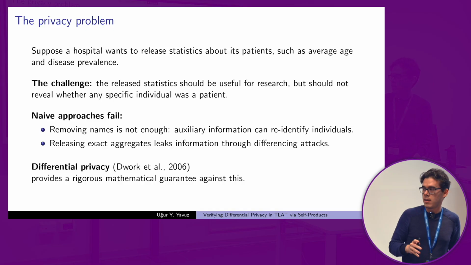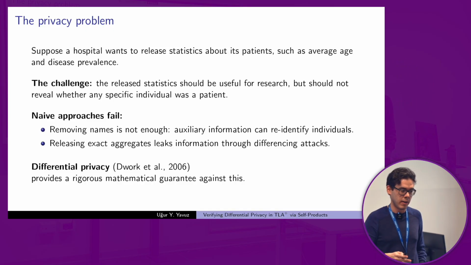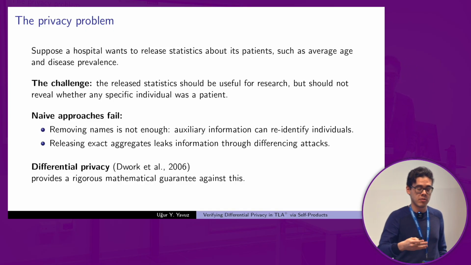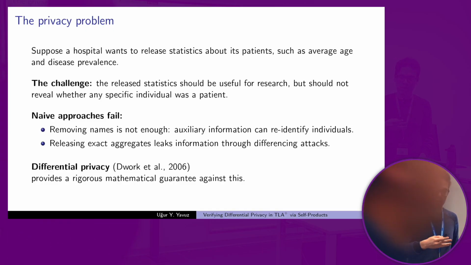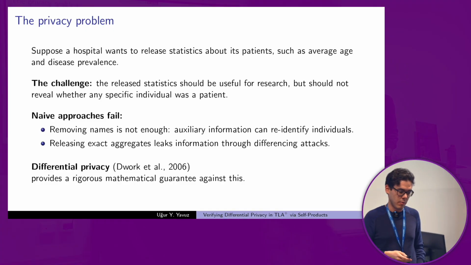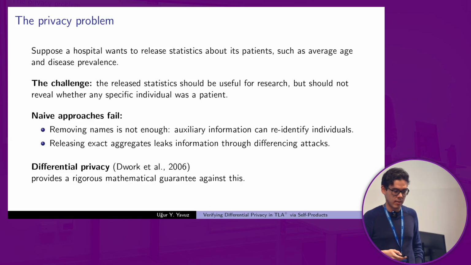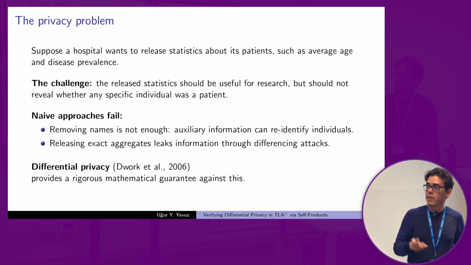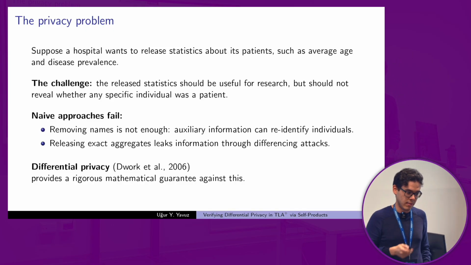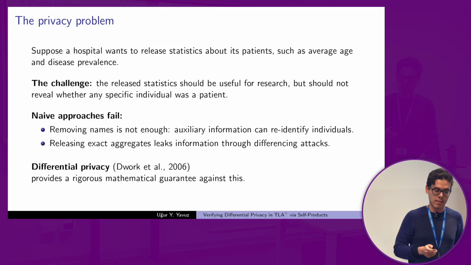And releasing exact aggregates is also dangerous. If I know the average age of patients on Monday and the average age on Tuesday, and if I know that one new patient was admitted between them, I can compute that patient's specific age. Such attacks are known as differencing attacks. Differential privacy, introduced by Cynthia Dwork and colleagues in 2006, gives us a way out.